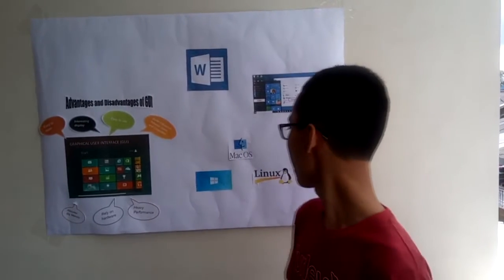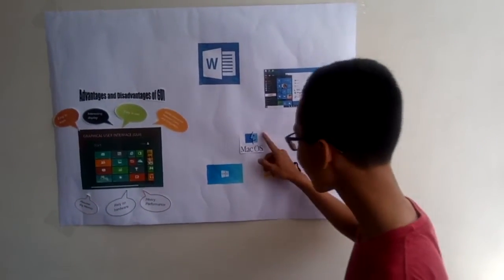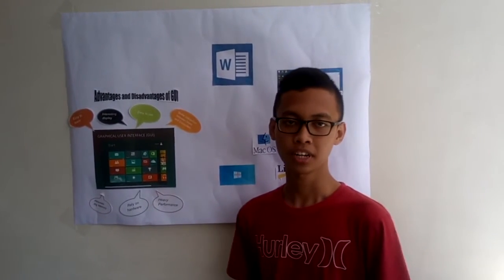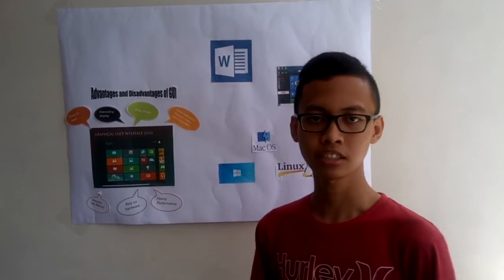The operating system kernel was first released on 17 September 1991 by Linus Torvalds. And three, Mac OS. The Macintosh operating system, developed by Apple, includes a graphical user interface based operating system.